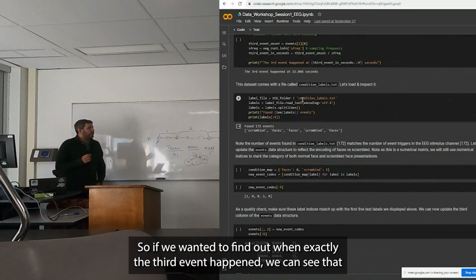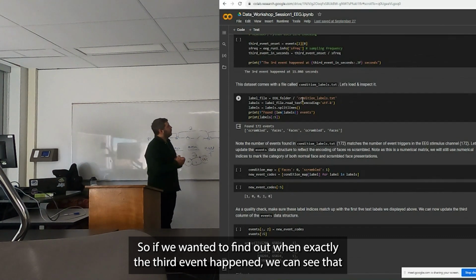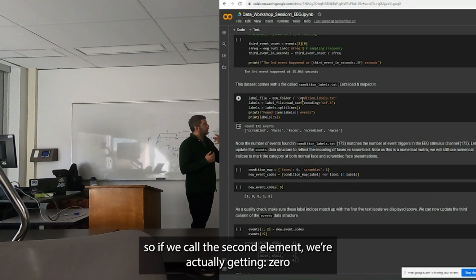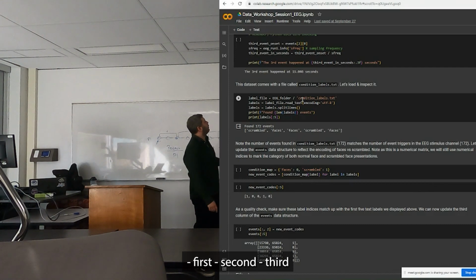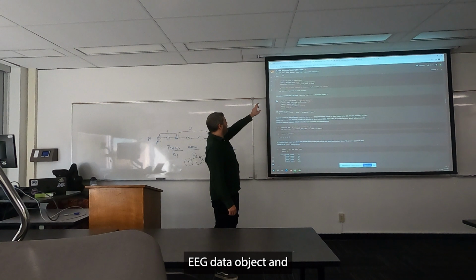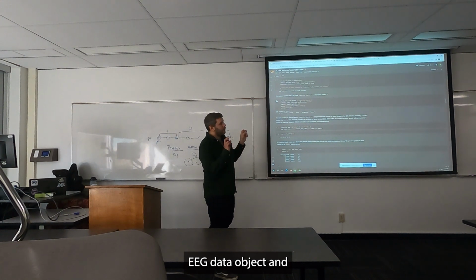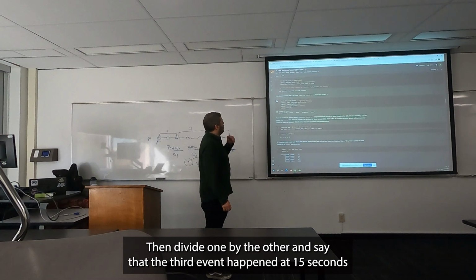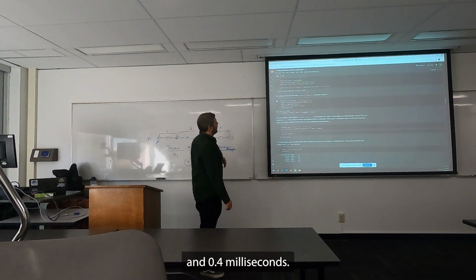So if we wanted to find out when exactly the third event happened, we would go events 2. Remember, Python is 0 indexed, so if we call the second element, we're actually getting the 0th, first, second, actually the third one. And we can look into the loaded EEG data object, take the parameter sample frequency, and then divide one by the other. So the third event happened 15 seconds and 0.4 seconds in.